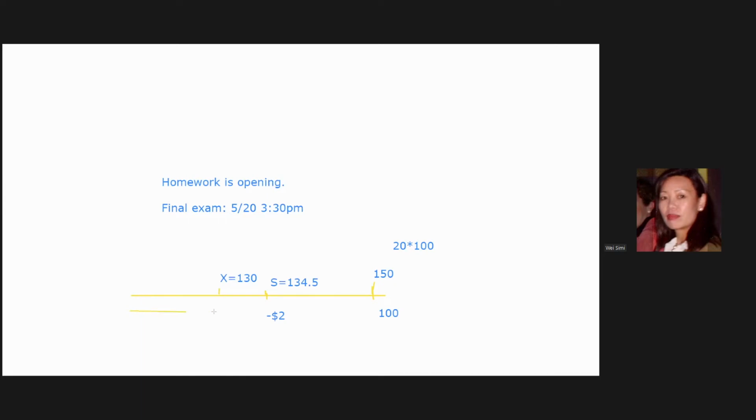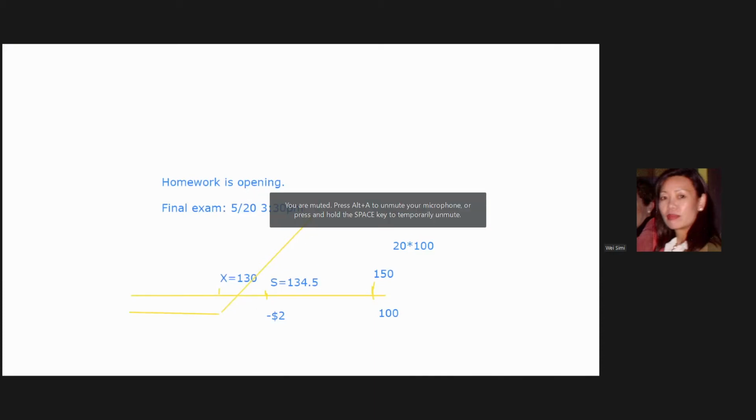So if you look at the call option, it will be like this. You see? And then you do like this. That's your profit profile. You pay this $2 per share, but if the stock goes upward, you make money. The more it goes up this way, the more profit you make.